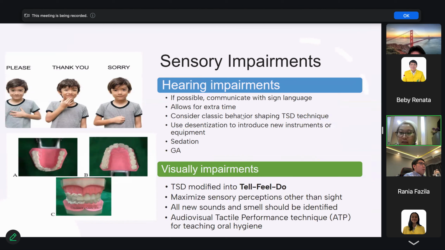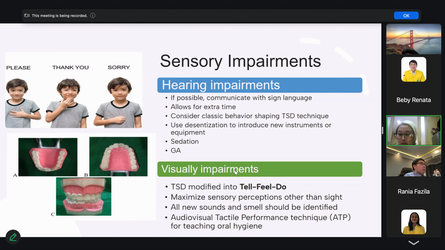So next, for sensory impairment, like hearing impairment, it will be a bonus if you, as a dentist, can communicate with sign language. Or if they can read lips, you can remove your mask while talking to them before the treatment, or you can communicate with written notes. So you can exchange memos between you and the patient to give the instruction or to explain what you will do today to the patient.